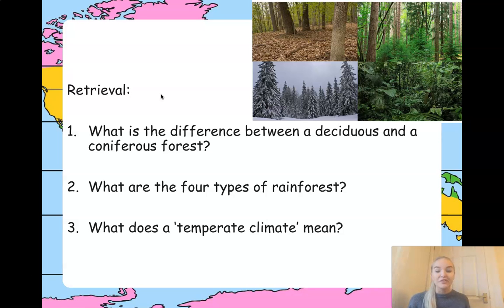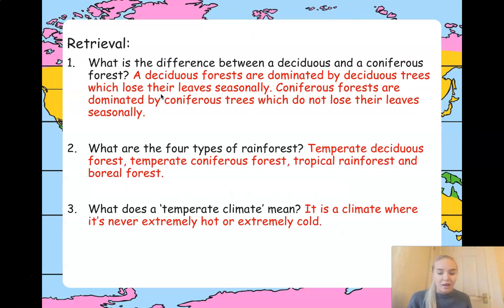To start with, to finalise these retrieval questions, what does a temperate climate mean? Do you remember? Well done. So the temperate climate means it's a climate where it's never extremely hot or extremely cold. So the UK has a temperate climate. As we said last lesson, the UK is never extremely hot like it is in Australia, but it's never extremely cold like it is in Antarctica. But we may have the perception when it's cold in winter that it's extremely cold, but it's not extremely cold. It's not as cold as it could be. So we just have a temperate climate.